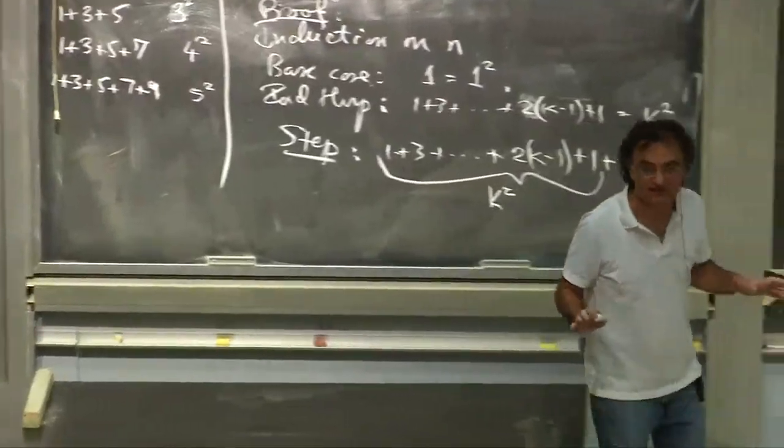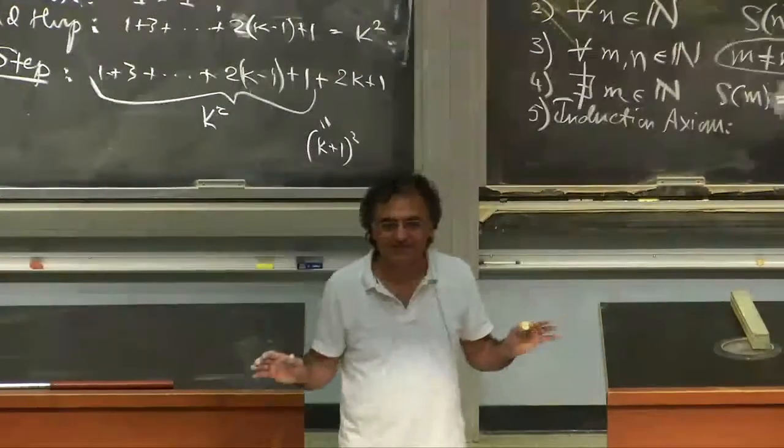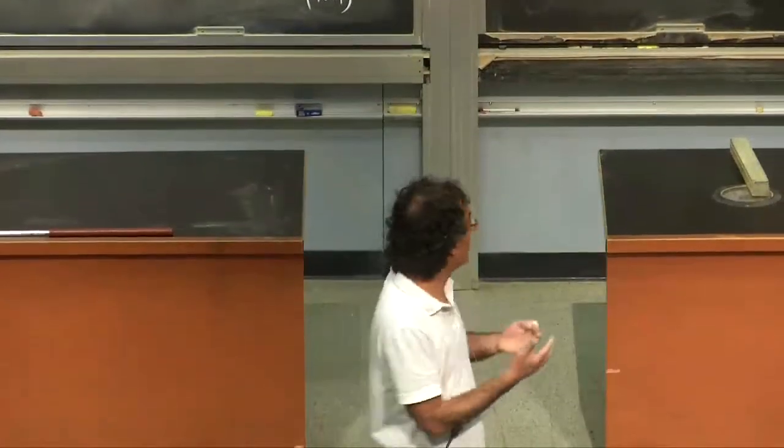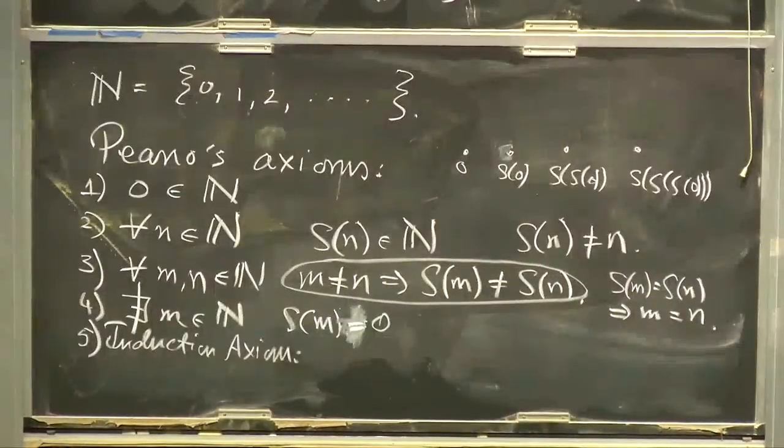We are not defining it. We are just saying there is this function. It's just there. And then we interpret it. We'll call S of 0 a name, which is 1.